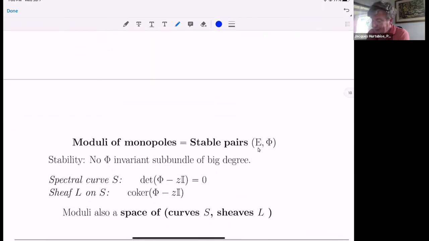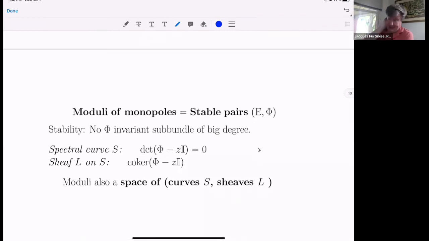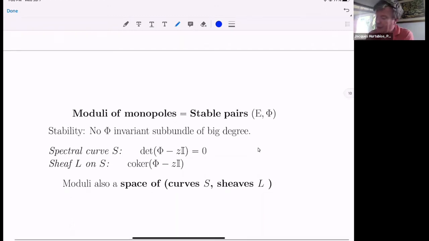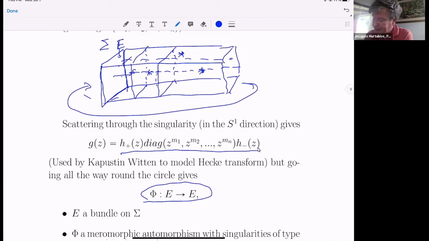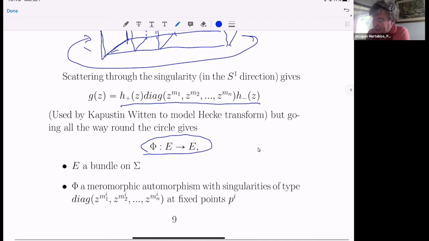And what you can show, again, using this energy minimization idea, is that the moduli of monopoles is indeed the set of stable pairs. So the stability here is that there should be no phi-invariant subbundle of big degree. The degree is a strange one. It's actually the integral over the circle of the degree on each slice sigma. As you go through these special points where the singularities are, the degree pops. And so the length of the intervals between two singularities comes into the definition of degree.